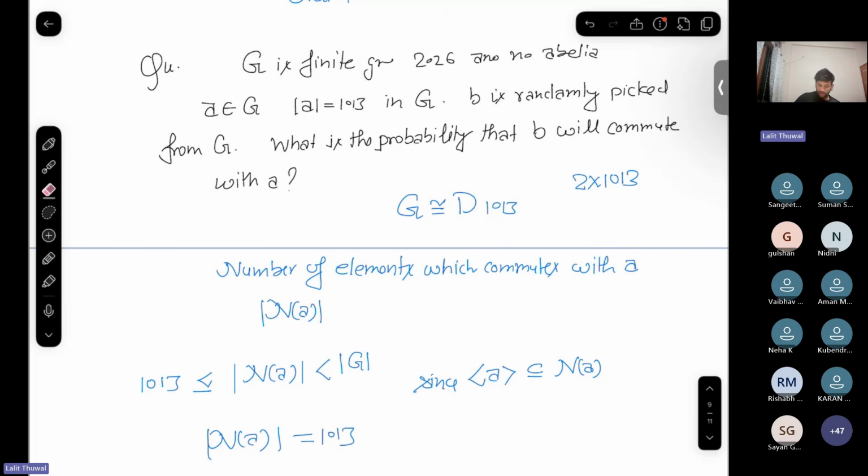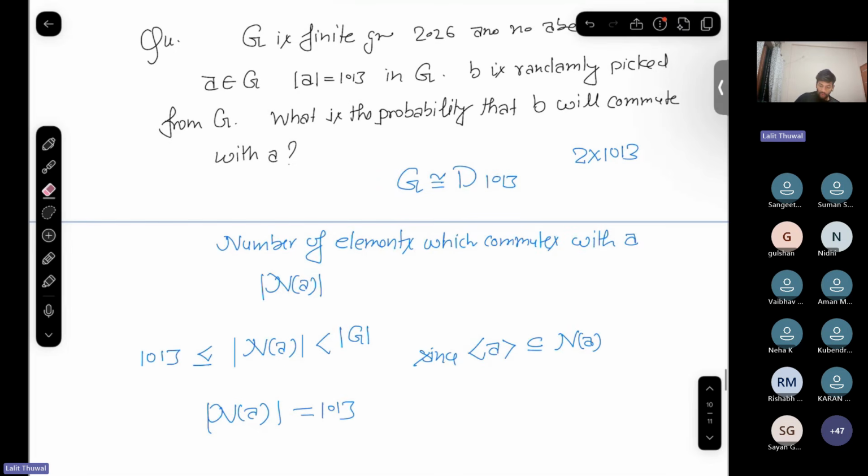So the dihedral group, the center of the dihedral group, you know that there are how many elements in the center, either 2 or 1, right?